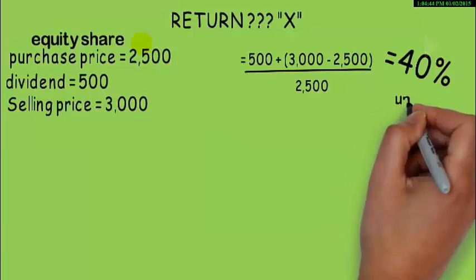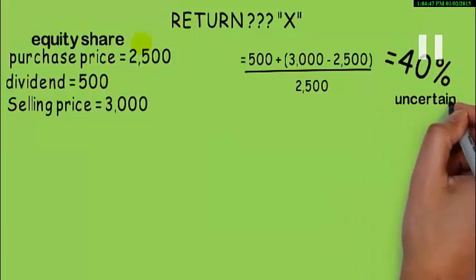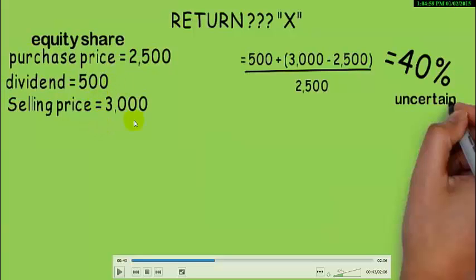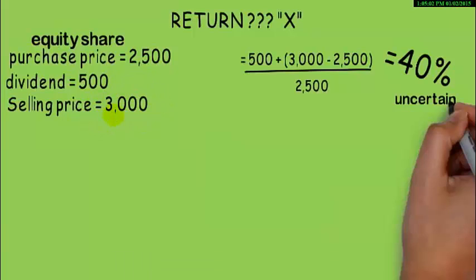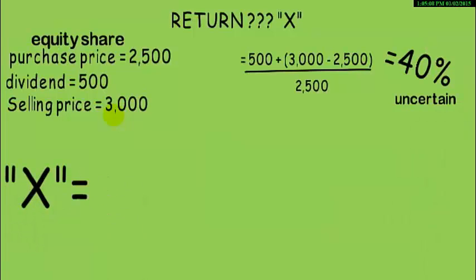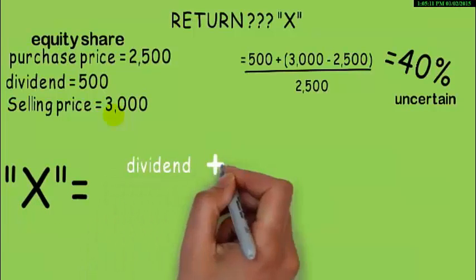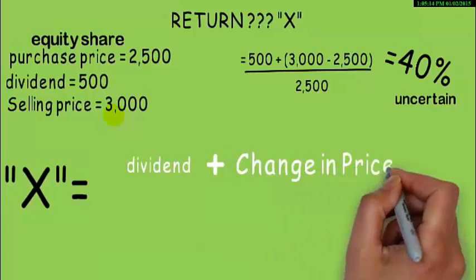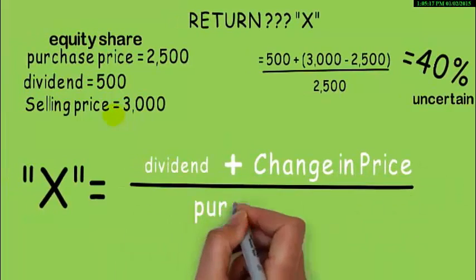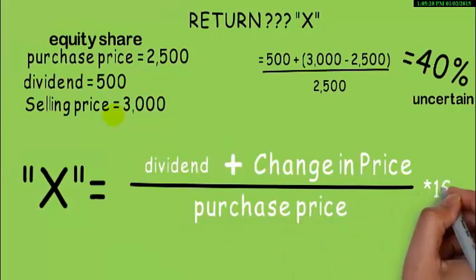Now why is this return uncertain? The reason is that the dividend declared by the company may be more or less, and the selling price of the shares that I expected may be high or low. So this return is uncertain. So what is the formula? The formula for calculating the return is dividend plus change in price, that is the capital gain, the whole divided by purchase price or the initial price, multiplied by 100. This gives us a return, that is the x.